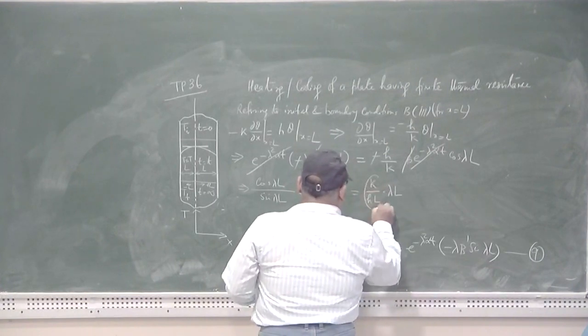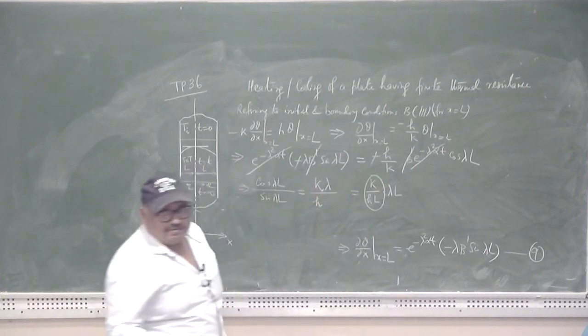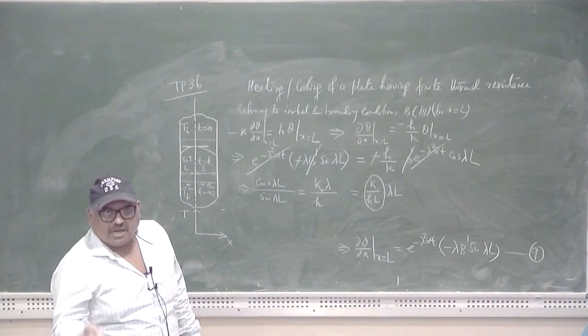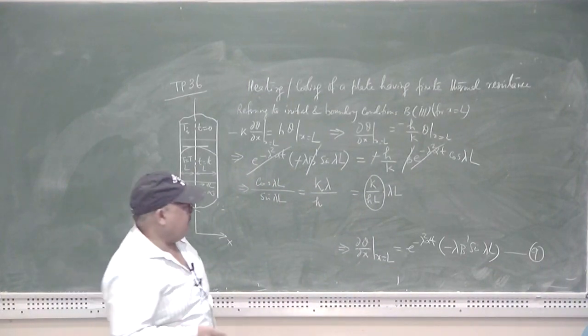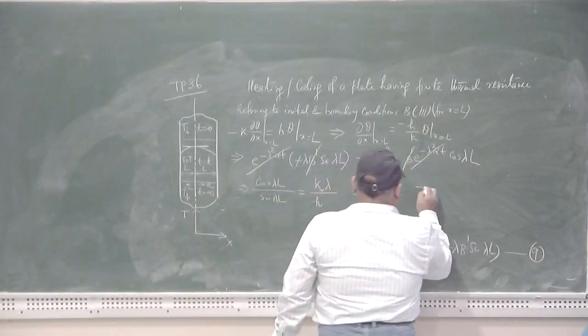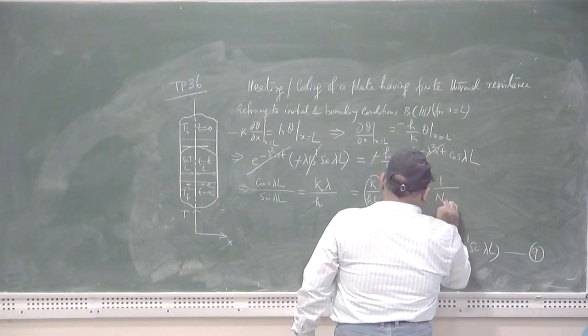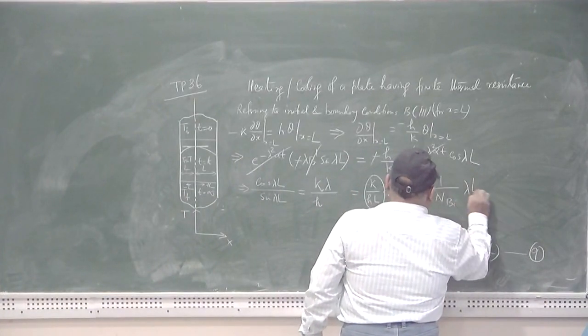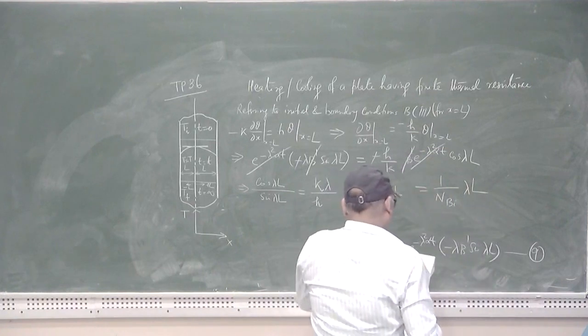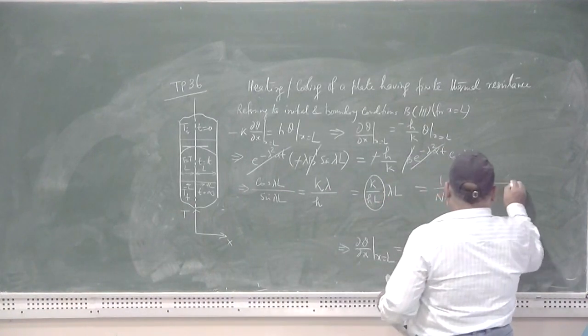This quantity k by hL, what is that? hL by k is the Biot number. So k by hL is equal to 1 by Biot number. So that is equal to 1 by Biot number into lambda L. Let it be equation number 10.